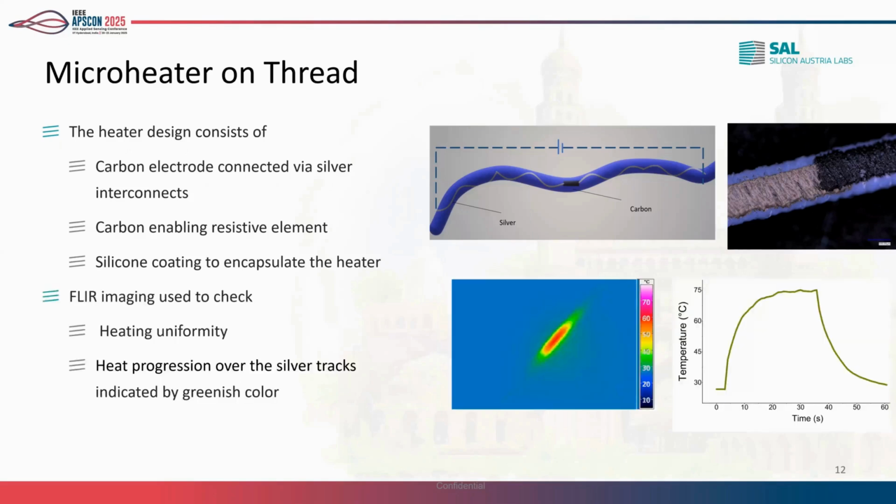After fabrication, we tested the heaters with thermal imaging systems to check the heating uniformity, where you can see this reddish part, which is the carbon element. You can also see the rise in temperature and the stability of the heater in the next image. The greenish part is the heat progression over the silver interconnects from the heating part of the carbon, which is just thermal conductivity.